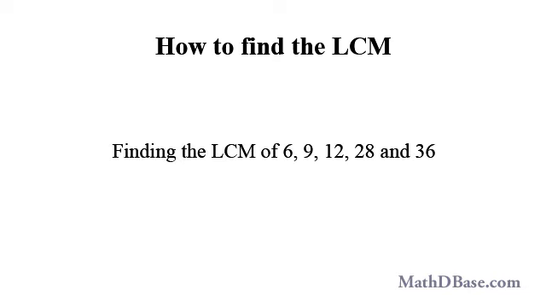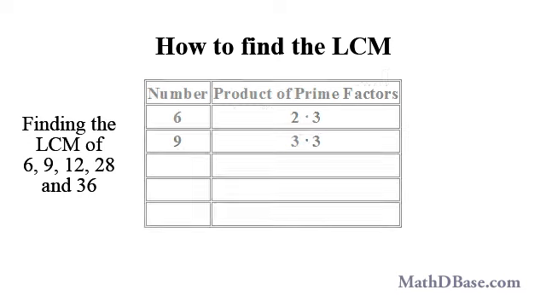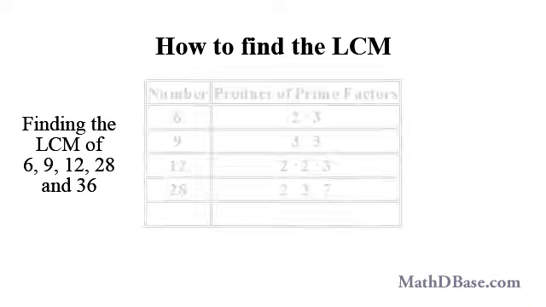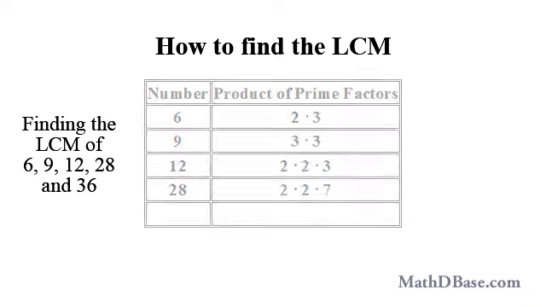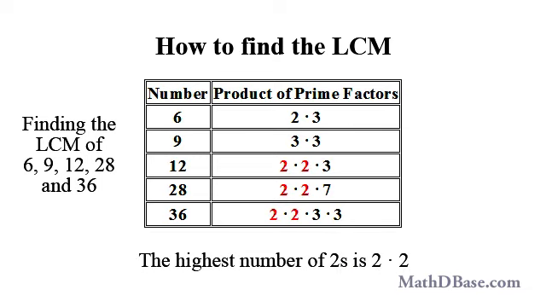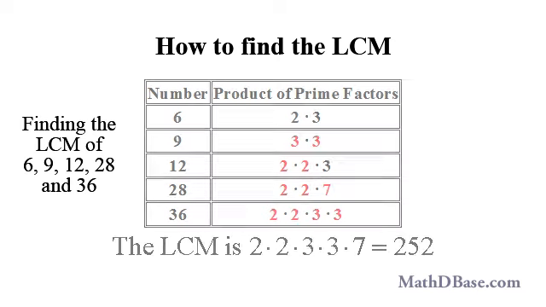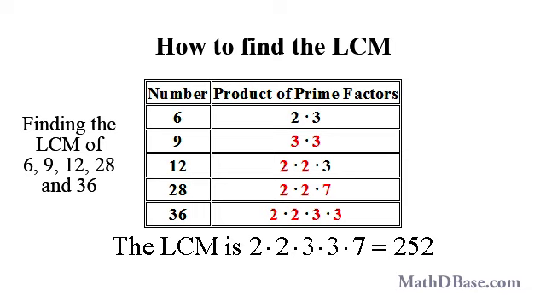For example, let's find the LCM of 6, 9, 12, 28, and 36. You're going to set up a table to keep things organized. 6 equals 2 times 3, 9 equals 3 times 3, 12 equals 2 times 2 times 3, 28 equals 2 times 2 times 7, and 36 equals 2 times 2 times 3 times 3. The highest number of 2's is 2 times 2 from 12, 28, and 36. The highest number of 3's is 3 times 3 from 9 and 36. And the highest number of 7's is 7 from 28. So the LCM is 2 times 2 times 3 times 3 times 7, or 252.